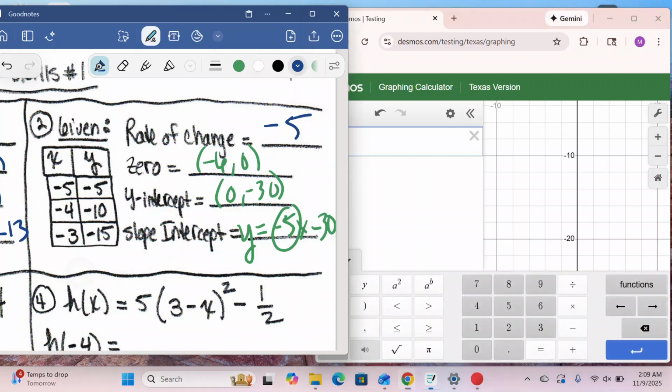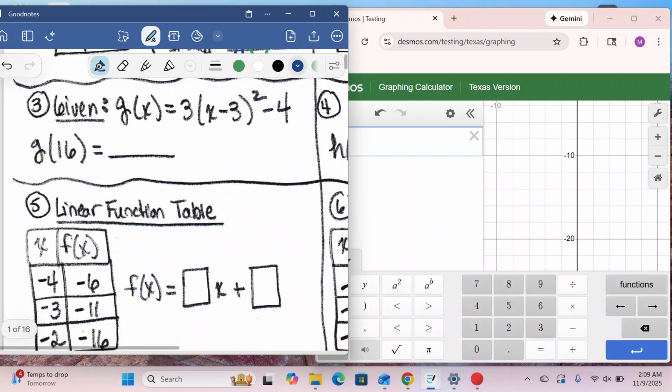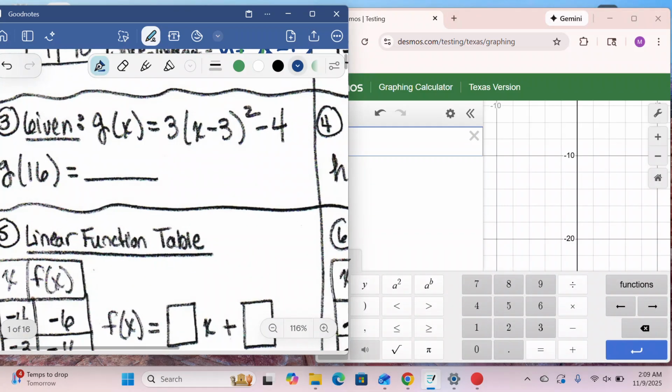Okay, let's go to problem number 3. As you can see, problem number 3 is a function. They're asking me for g of x is equal to 3, open parentheses, x minus 3 squared minus 4. So once again, the work I have to do is understand g of 16, what is the value of g of 16? The only thing I need to know is x equals 16.